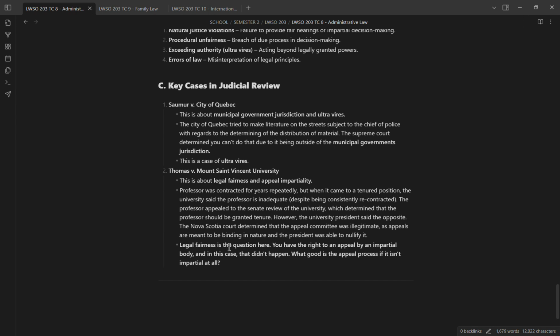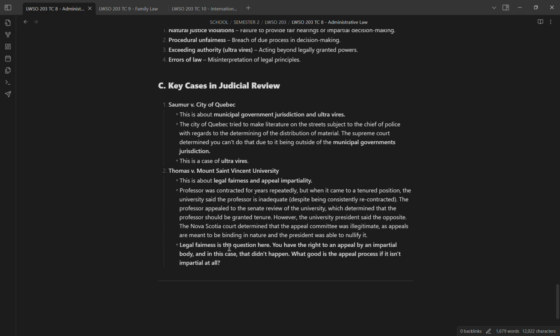The Nova Scotia court then determined that the appeal committee was illegitimate, as appeals are meant to be binding in nature, and the president was able to nullify it. So again, the appeal committee said yeah, the president said no, and that undid what the appeal committee said. Therefore, the court decided that the appeal committee must be illegitimate because the president was able to nullify it. What is in question here?